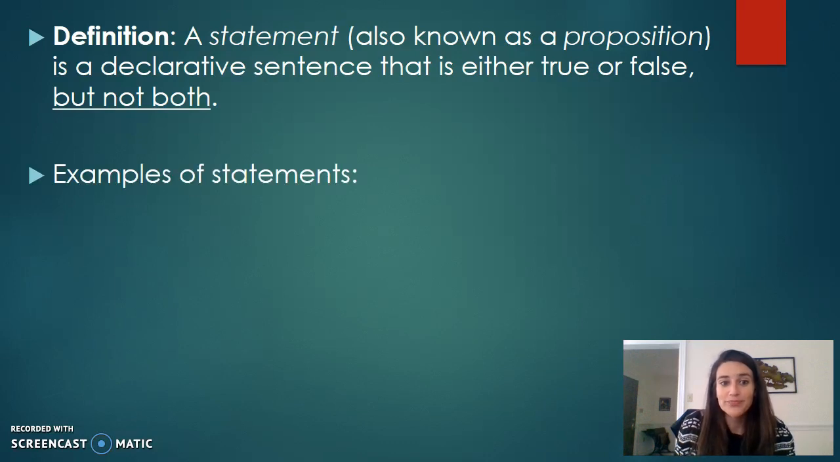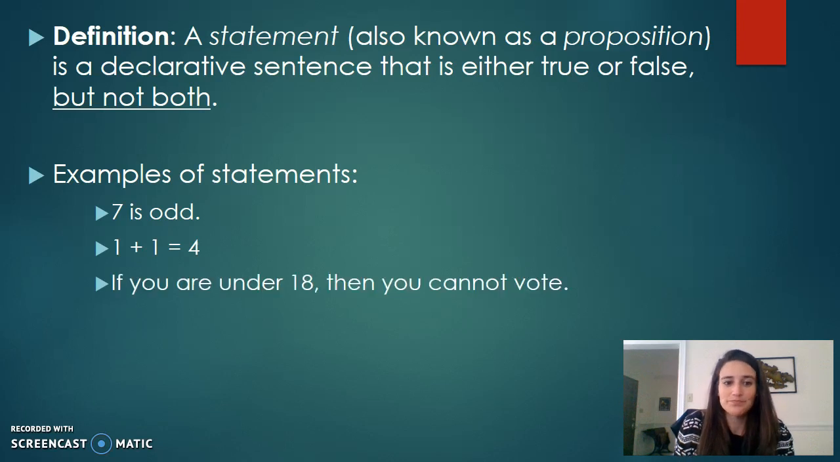For example, the sentence 7 is odd. That sentence is always true based on our definition of odd numbers, so we can call that sentence a statement. The sentence 1 plus 1 equals 4. That sentence is always false, so we can also call it a statement. And statements don't necessarily have to be about mathematics.